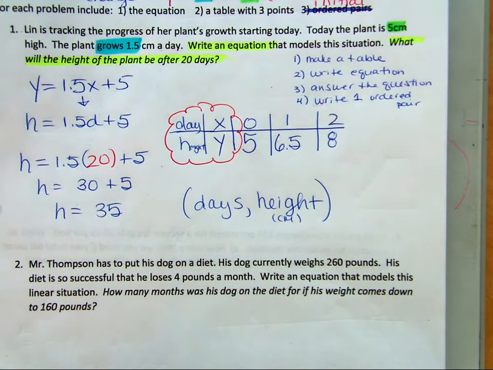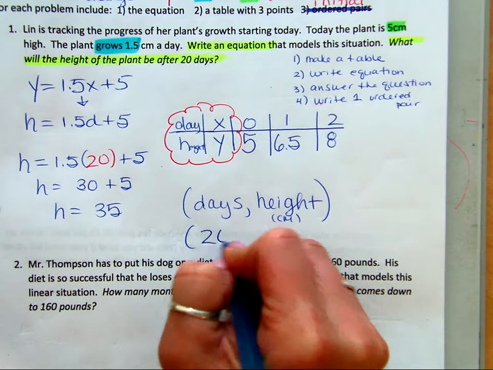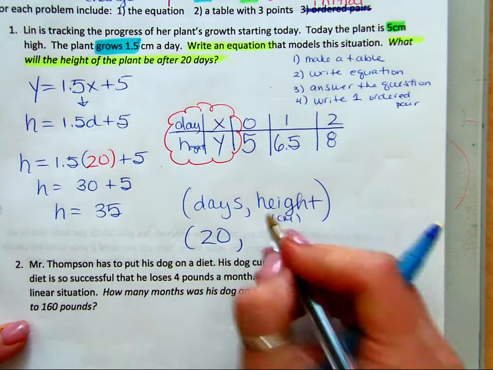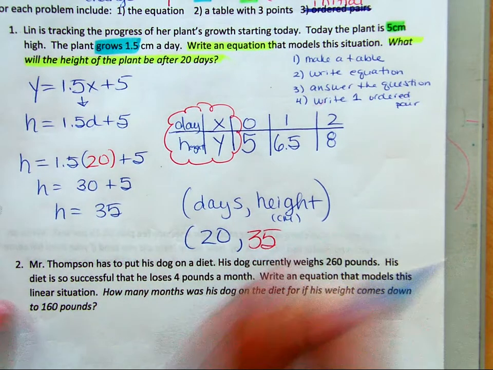What does 35 mean? You know the worst part about word problems? Kids are like little robots. They get an answer and I go, what does 35 mean? They go, I don't know. I just solved it. It means what? The height of the grass after 20 days? Yes. It means after 20 days of growing, that's the height of it. How could I write that as an ordered pair? 20, comma, 35. Okay? And so guess what?